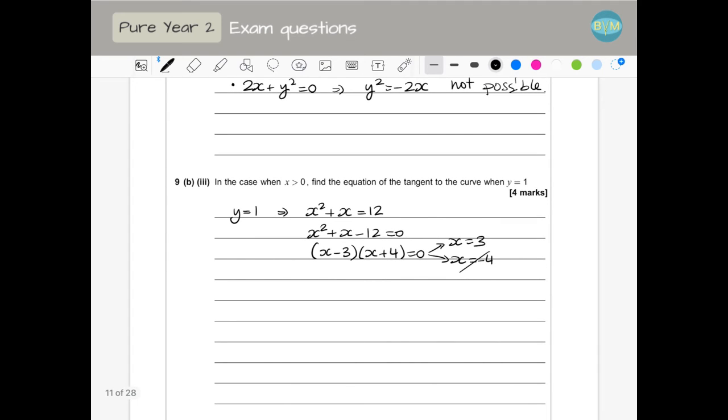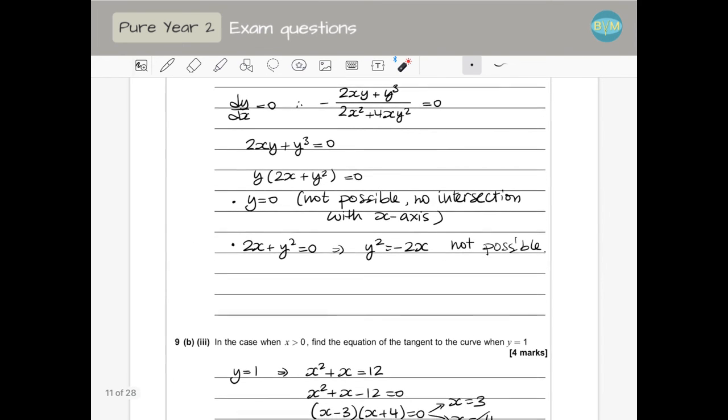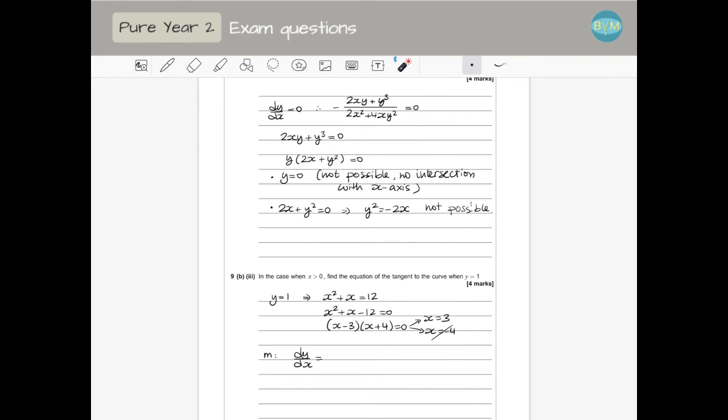To find the equation of the tangent, we need the gradient and the point. We have the point, which is 3, 1. We need the gradient. So to find the gradient, we are going to substitute in dy by dx the x by 3 and the y by 1. We have the expression here, so I'm going to use this one. I'm going to do 2 times x times y plus y cubed divided by, all with a minus at the front, 2 times 3 squared plus 4 times 3 times 1 squared.